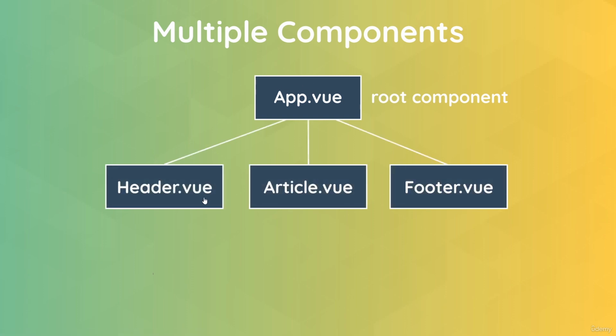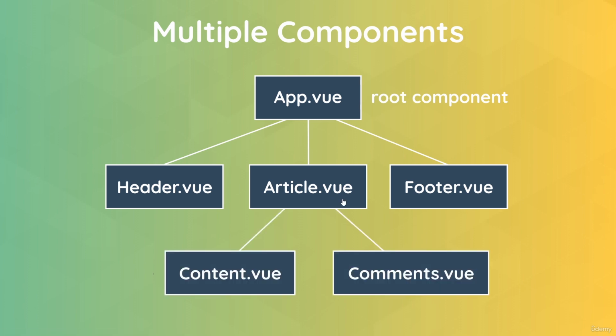So, for example, we might have a header component, an article component, and a footer component. All of these three components represent a different part of the web page, and they are all nested individually in the root component. Now, inside those components, you might also have other components nested. For example, inside the article component, you might have a content component and a comments component as well. So this is how we structure our Vue applications.